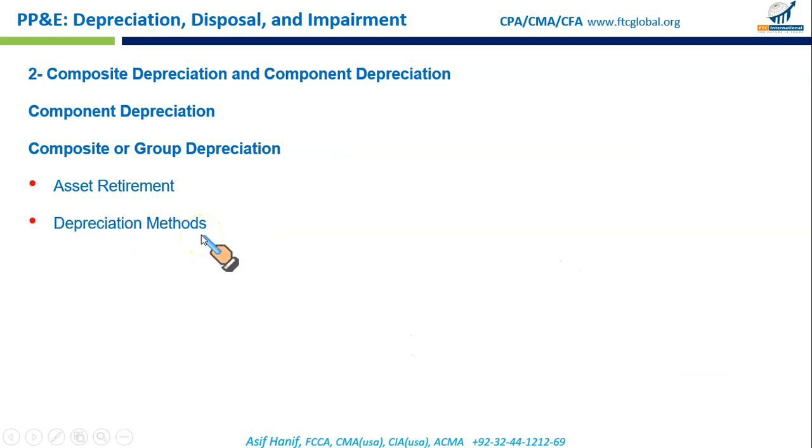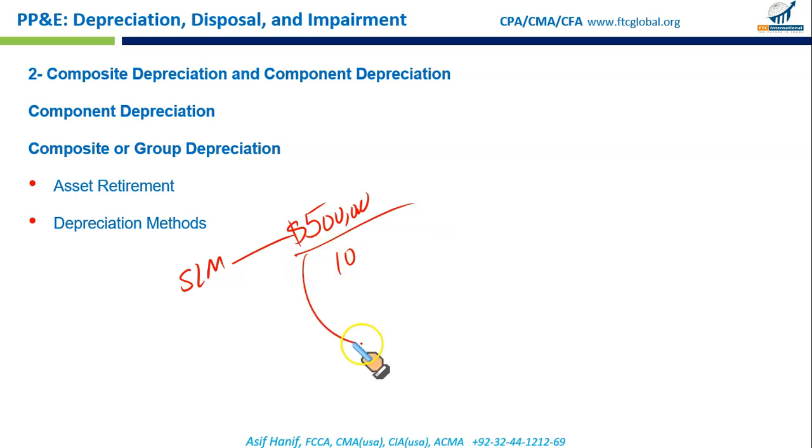Depreciation method. So in composite or component depreciation, both, we can use various methods like straight line depreciation method or maybe the double declining balance method, sum of the years' digits method, whatever. Like for example, if we have selected the straight line method to depreciate our assets in the group depreciation method, so if the total size of the pool of this asset is $500,000, and let's say we have selected average useful life to be 10 years, then the annual depreciation will be $50,000.